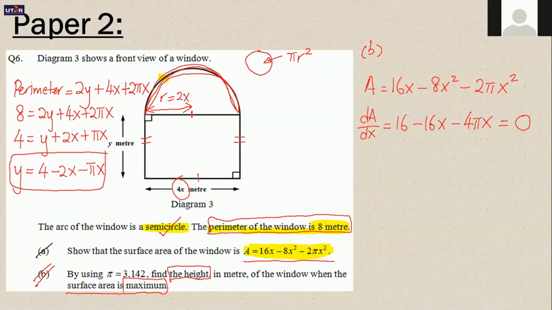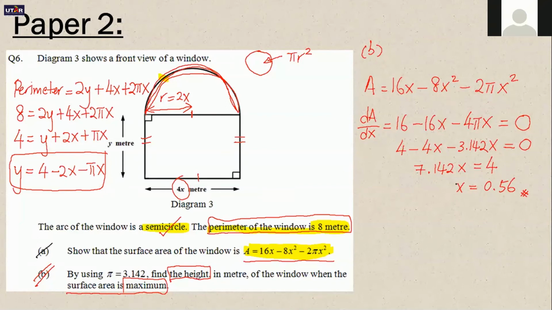If you solve it here, since they have 4, 4, 4, 4, we can simplify the function also. So 4 minus 3.142x equals 0. You will realize that 7.142x is equal to 4. So x is equal to 4 divided by 7.142. You are going to get 0.56. So this is the x.